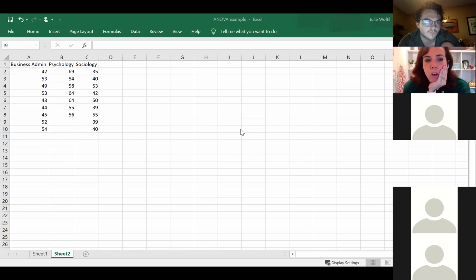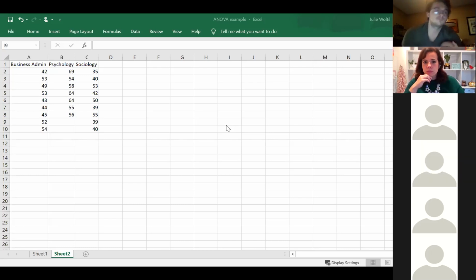Now, question for you guys. What is the dependent variable? Salary, yes, salary or income. And what is the independent variable? The major. Exactly. Okay. So the first thing I need to do to analyze this data is to go into Data.